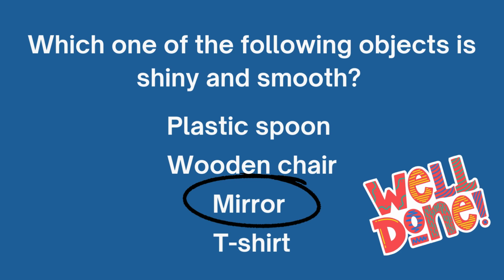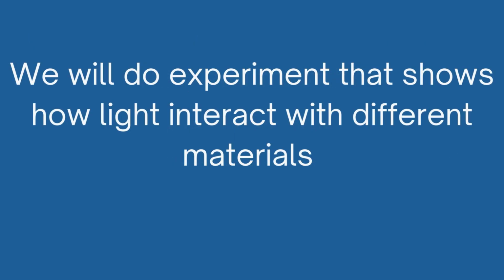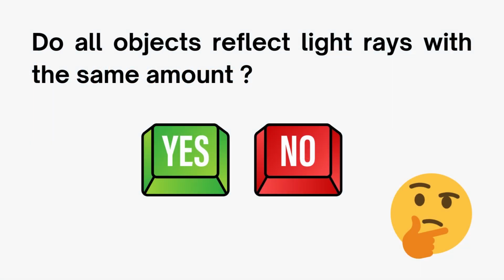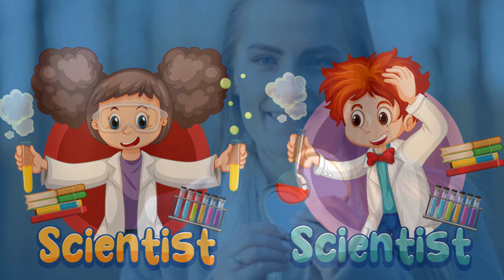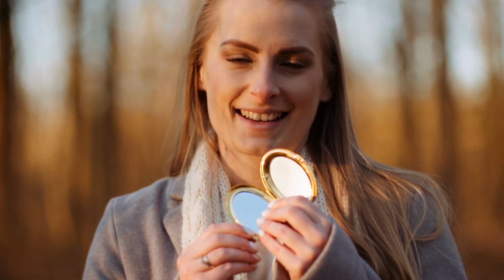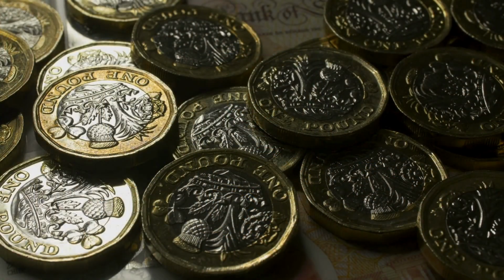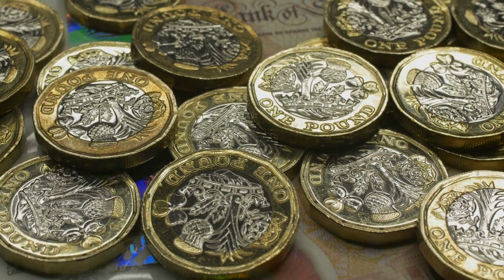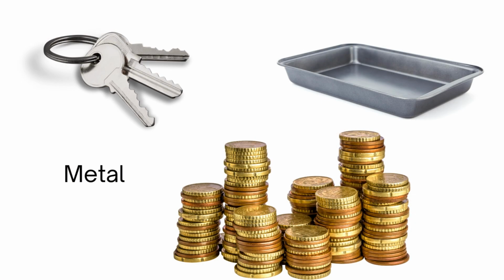So here we have different materials, okay? We will do an experiment that shows how light interacts with different materials. So we will see, do all objects reflect light rays with the same amount? We will see if it's yes or no. Here, as you see, this is a mirror. It is shiny and smooth, okay? And metal, as you see, is also shiny and smooth, as we have many examples of metals.